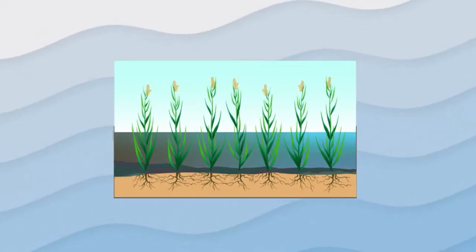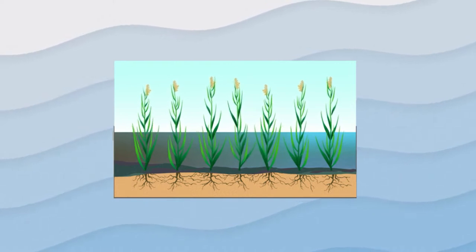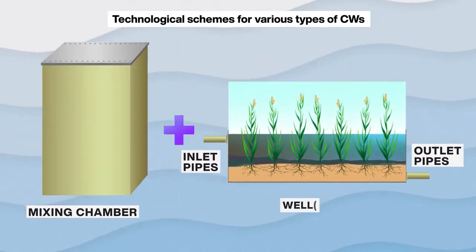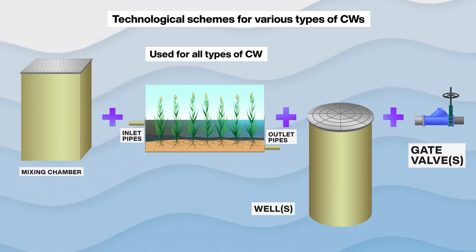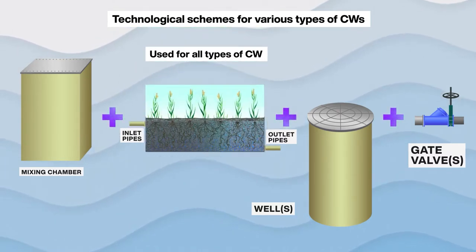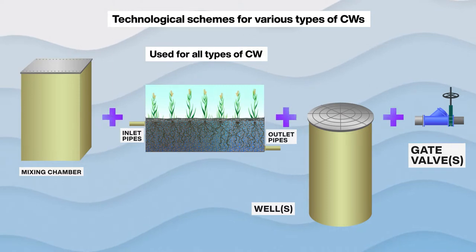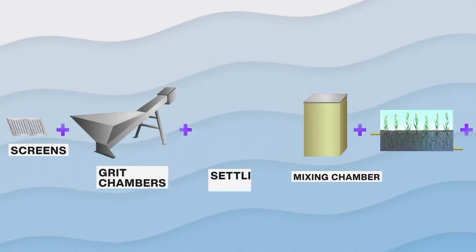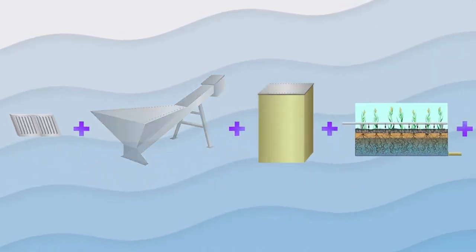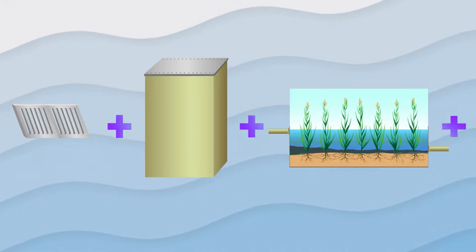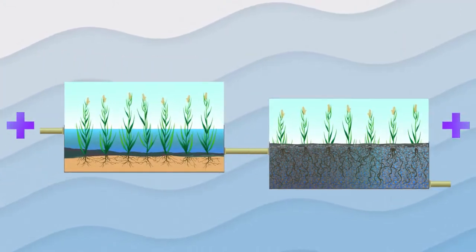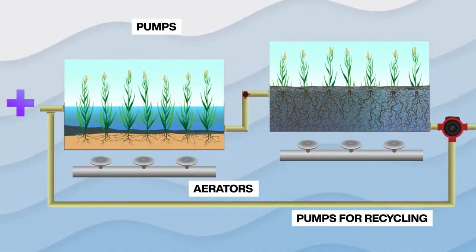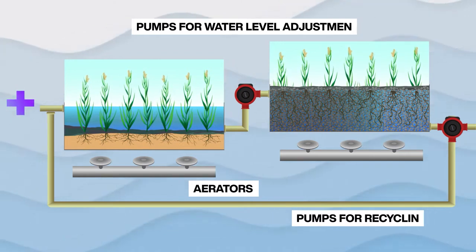Engineers must also calculate the hydraulics, which include the placement of inlet and outlet pipes, the mixing chambers, the installation of monitoring wells, gate valves and dams. Besides that, engineers construct a system of preliminary treatment, which includes screens, grid chambers and settling tanks. And finally, engineers install various devices for aeration, for creating and maintaining water reuse and water level adjustment.